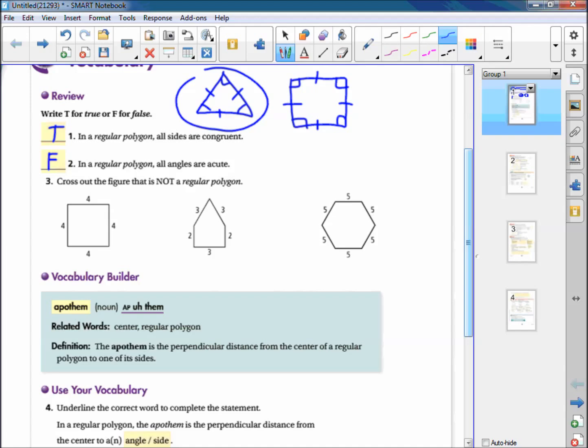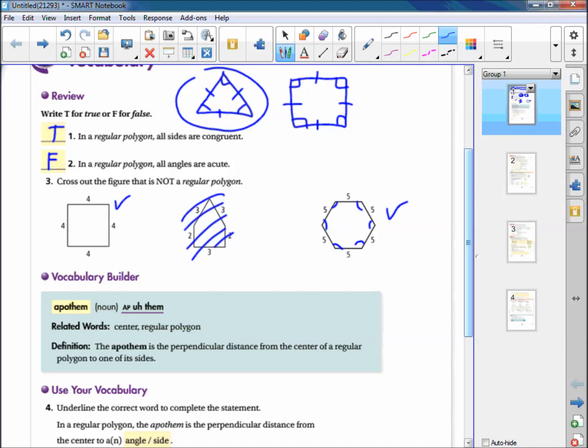All right, so cross out the figure that is not a regular polygon. This is a regular polygon. Square has 4 congruent sides and 4 congruent angles. This is a regular polygon. All the sides are congruent, and if we went in here and measured, all of these angles are also supposed to be congruent. But this one's definitely not a regular polygon. All right, vocabulary builder.